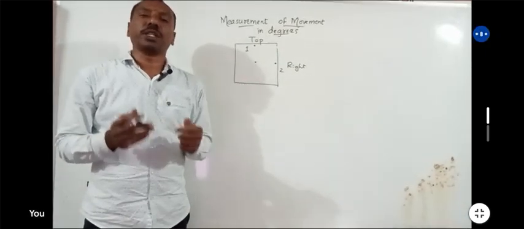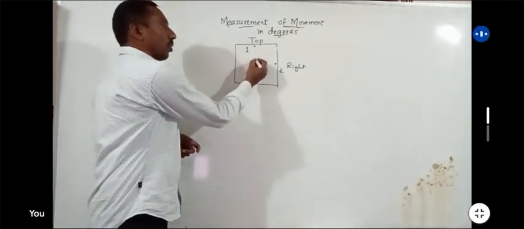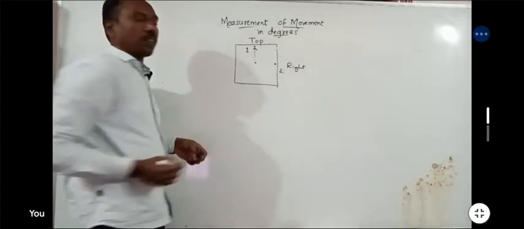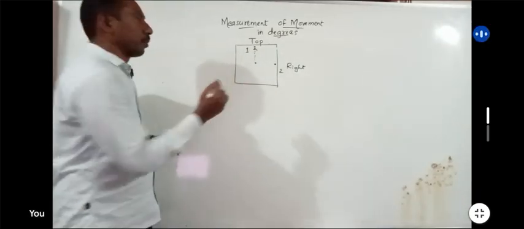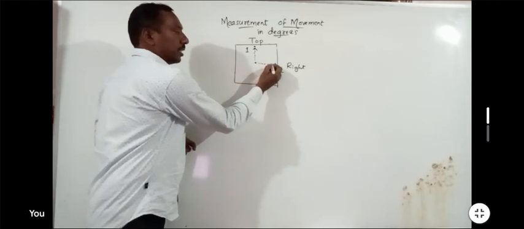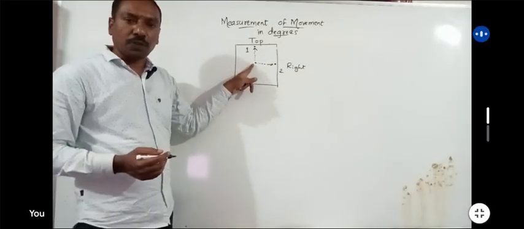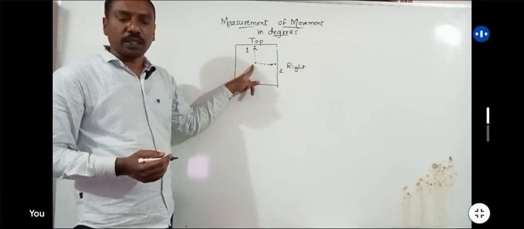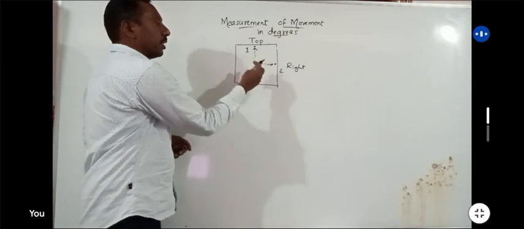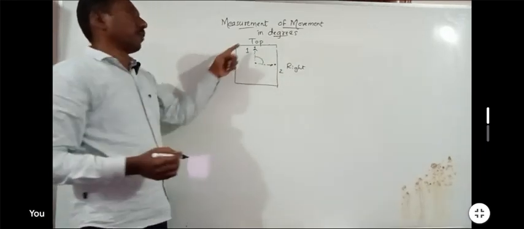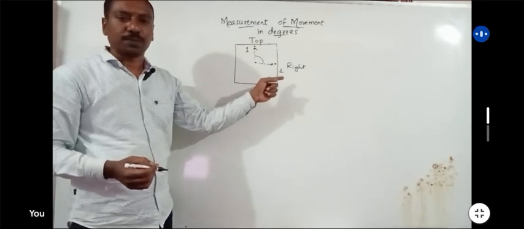From the center of the square, we need to draw an imaginary line to the first position. Let me draw a dotted line. This is the line to the first position. Let me draw another line to the second position. This is the second line. This is the common vertex, the center of the square. Now the movement has taken place from top to right side. An angle is formed between the first position, top, and the second position, right.